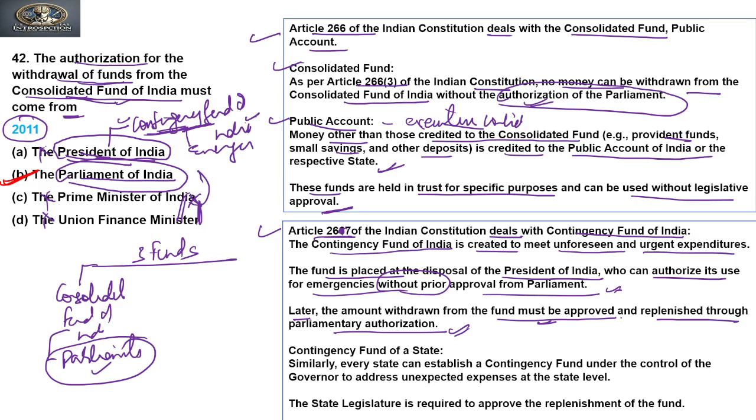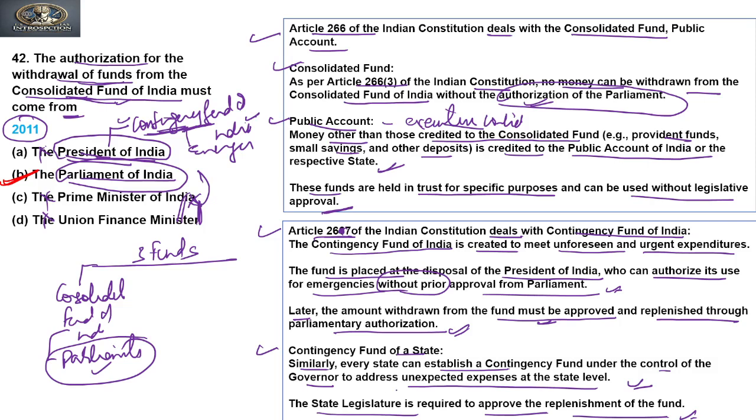for future use. Now there is a Contingency Fund of the state also. Similarly, every state can establish a contingency fund under the control of the governor to address unexpected expenses at the state level. The state legislature is required to approve the replenishment of the fund. So similarly, as we know, we follow a parliamentary form of government at both levels.